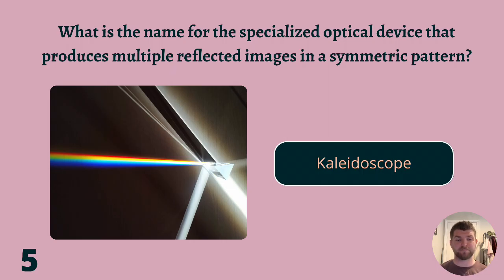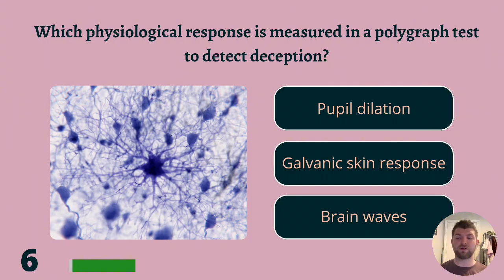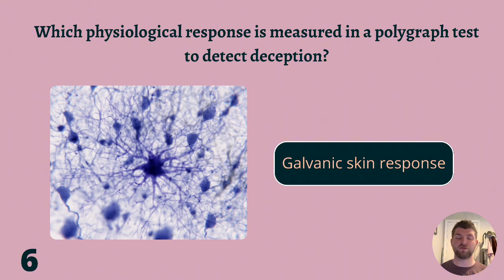Question 6. Which physiological response is measured in a polygraph test to detect deception? Pupil dilation, galvanic skin response, or brainwaves? The correct answer is galvanic skin response.